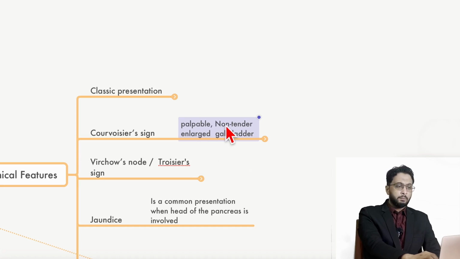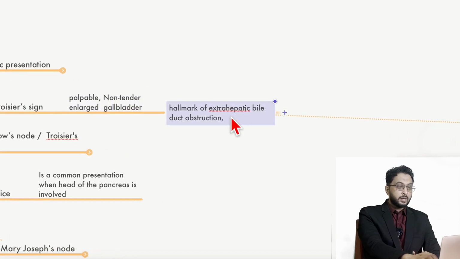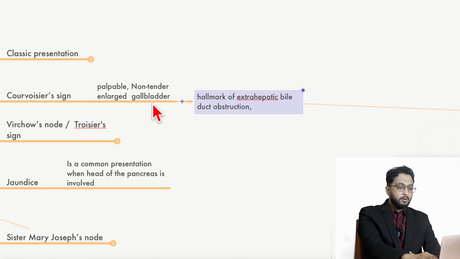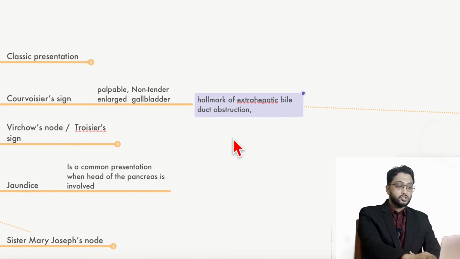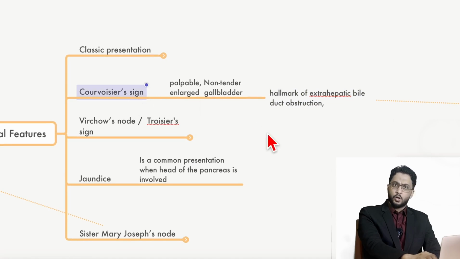What will happen to your gallbladder? It will enlarge. But then there is no pain: non-tender, enlarged. I'll come to this, which is the hallmark of extrahepatic, outside the liver, bile obstruction. You understand now? The common bile duct is obstructed. We've discussed the different types of jaundice. So, a hallmark of extrahepatic bile obstruction due to cancers is called the Courvoisier sign.